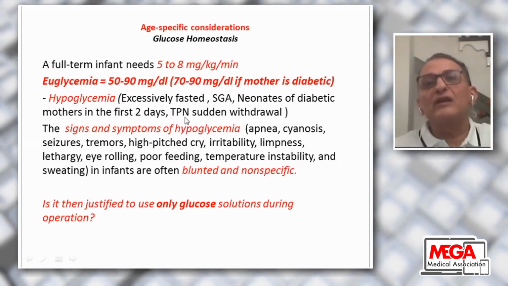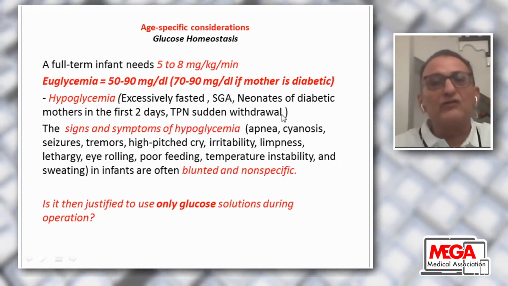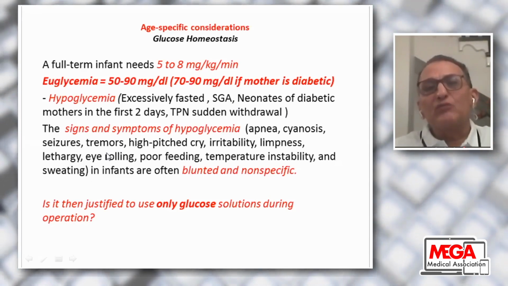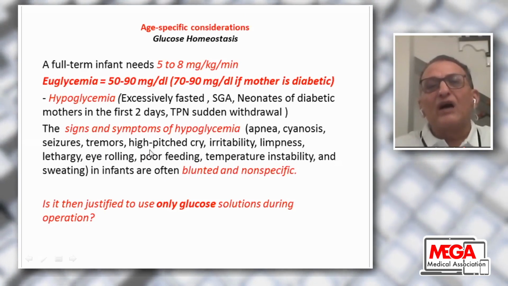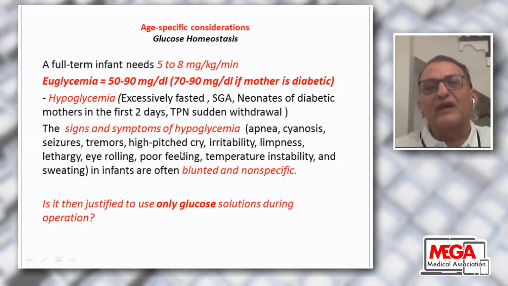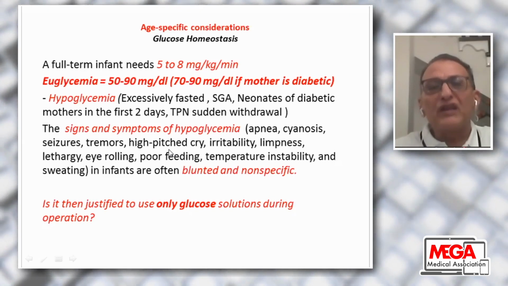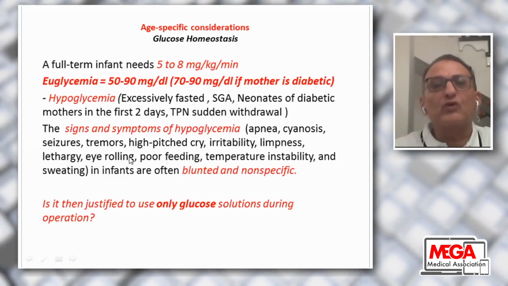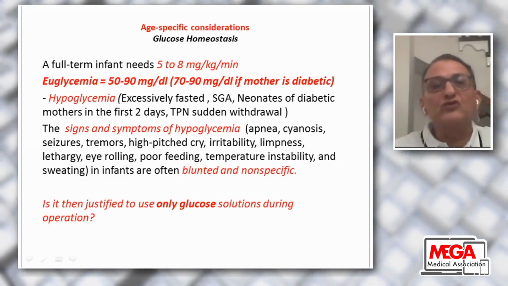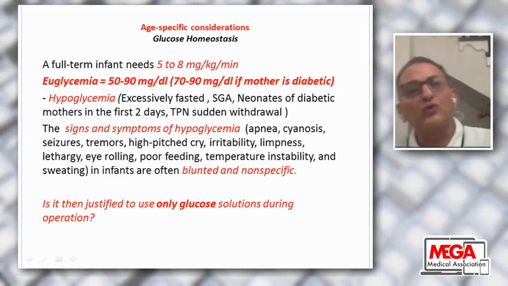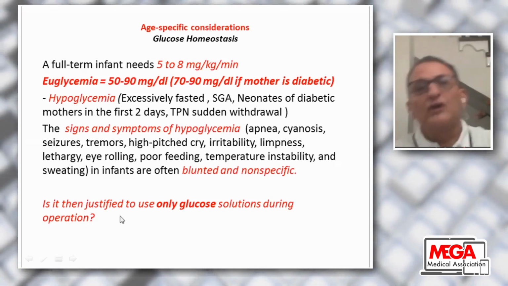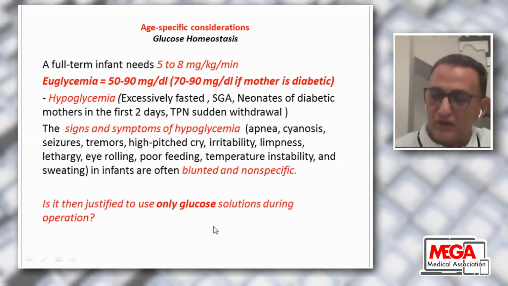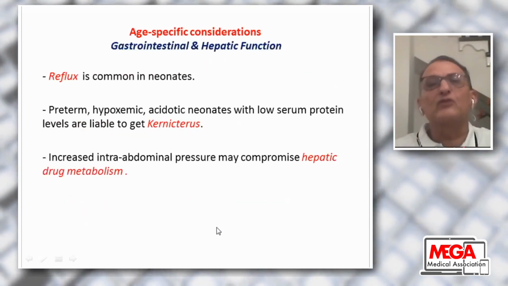or if you suddenly stop the TPN coming from the NICU. We have to know that most of the signs of hypoglycemia are blunted and non-specific, and we have to measure the random blood sugar regularly during operation. Is it then justified to use only glucose solution during operations? Of course not. We need to give the maintenance of glucose or half the maintenance of glucose because of stress, and then give the rest of the fluid as balanced salt solutions.